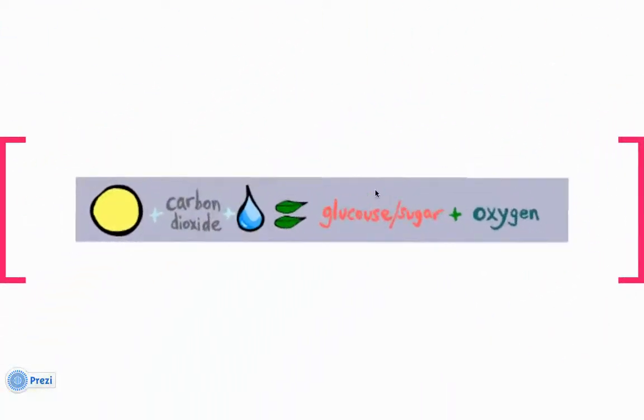Have you noticed how clean and pure the air feels when plants are around? They're filling the air with oxygen. And these are the different components that are a part of photosynthesis: the sun, carbon dioxide, water, glucose or sugar, and also oxygen.